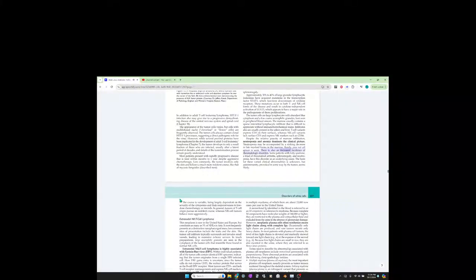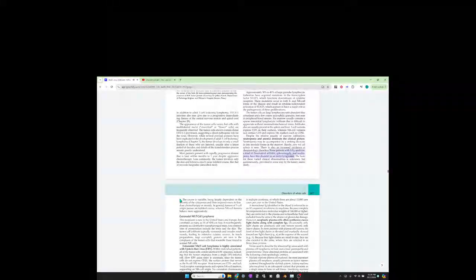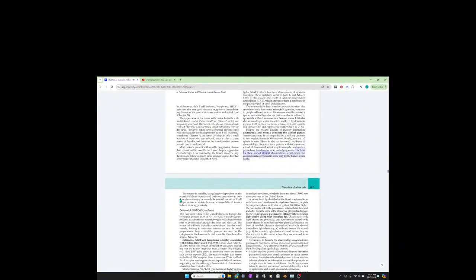There is also an increased incidence of rheumatologic disorders. Some patients with Felty syndrome, a triad of rheumatoid arthritis, splenomegaly, and neutropenia, have this disorder as an underlying cause. The basis for these varied clinical abnormalities is unknown, but autoimmunity provoked in some way by the tumor seems likely. The course is variable, being largely dependent on the severity of the cytopenias and their responsiveness to low-dose chemotherapy or steroids. In general, tumors of T-cell origin pursue an indolent course, whereas NK cell tumors behave more aggressively.